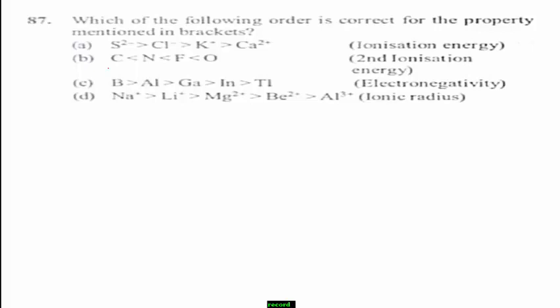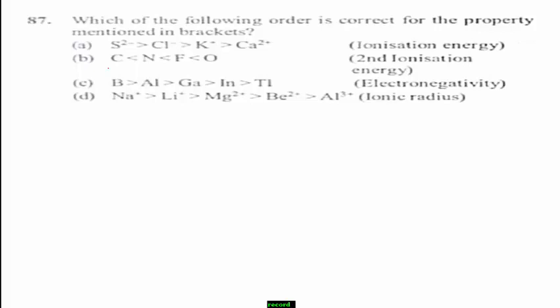In option A, they have given S2 minus ion, Cl minus, K plus and Ca2 plus in increasing order of ionization energy. In option B, C is less than N, less than F, less than oxygen, according to the second ionization energy. Option C: boron greater than aluminium, greater than gallium, greater than indium, greater than thallium, based on electronegativity. And option D: Na plus greater than Li plus, greater than Mg2 plus, greater than Be2 plus, greater than Al3 plus. This order is based on ionic radius.